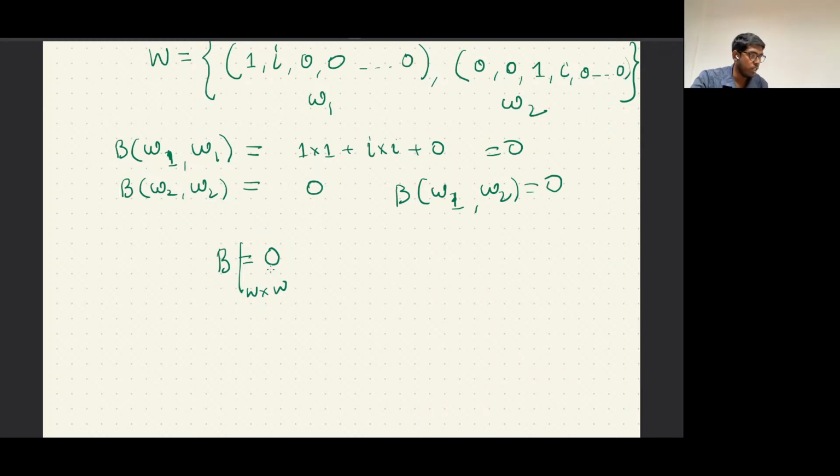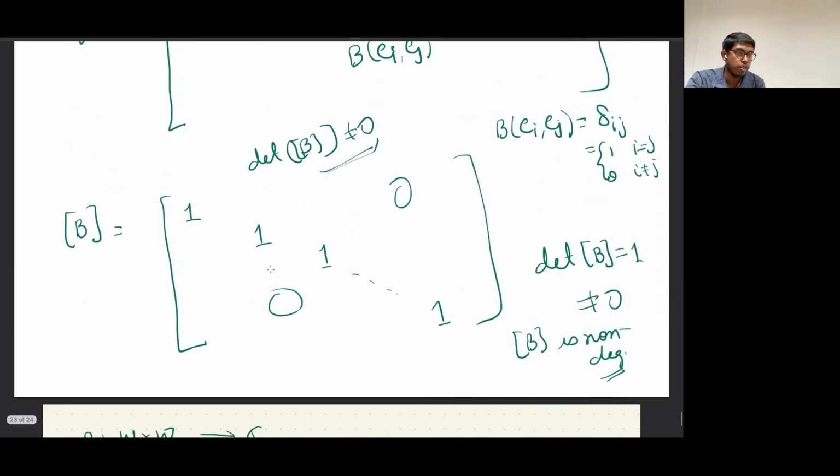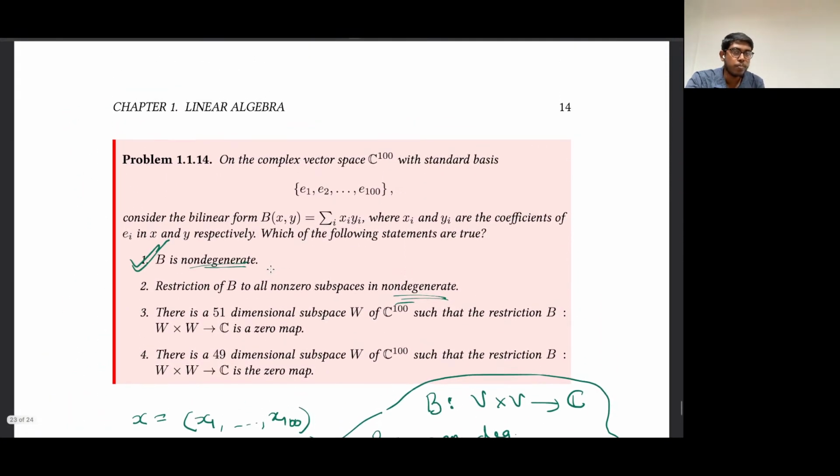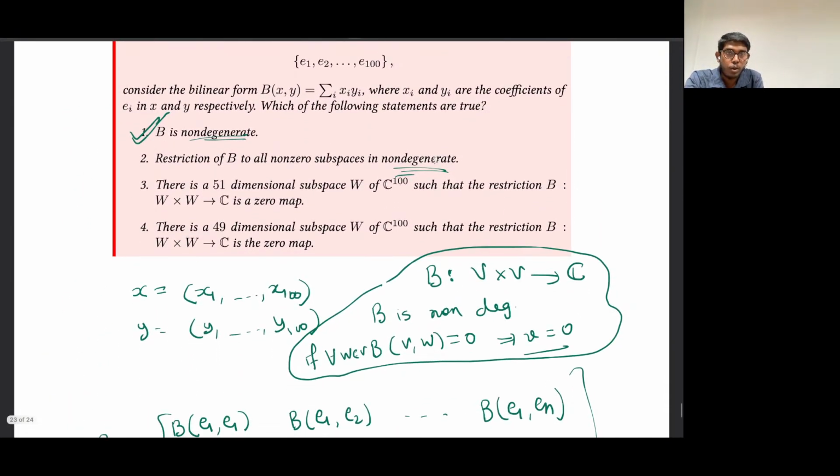Okay, so I hope it is clear. Let's see the other two options. If it is not clear, you can let me know. Yeah, so this option is wrong. This is not true.